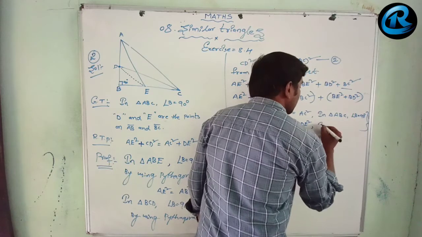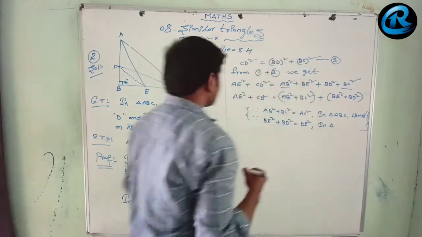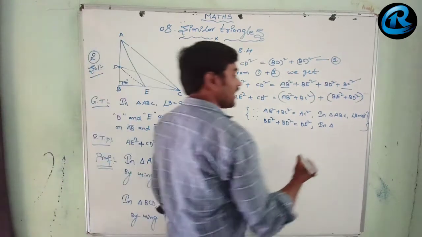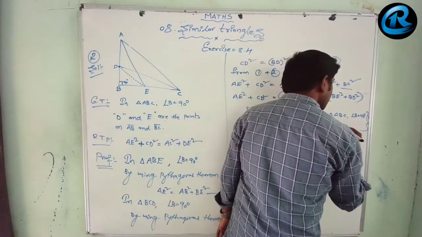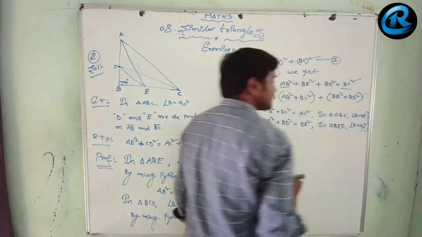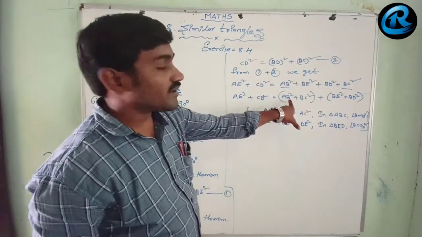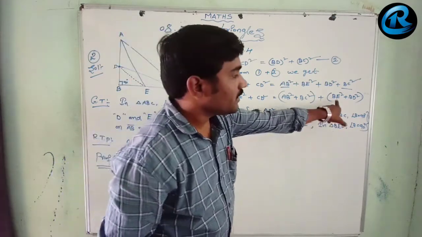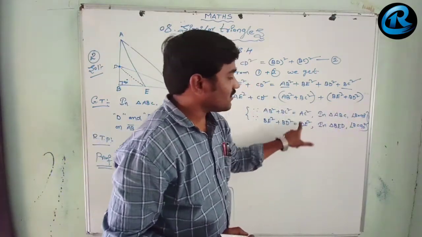DE square. In which triangle? In triangle BED. In triangle BED, angle B equal to 90 degrees. Simple. Now we got the value of AB square plus BC square, that is AC square. BE square plus BD square equal to DE square.